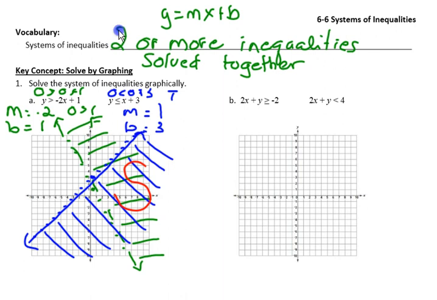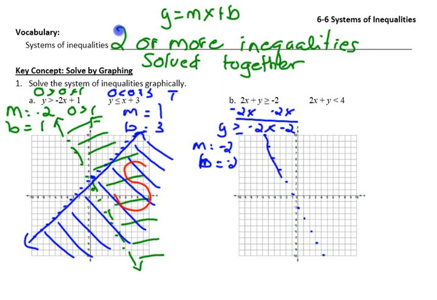So for letter B, I have to get y by itself. So we have to subtract 2x. So y is greater than or equal to negative 2x minus 2. My m is negative 2. My b is also negative 2. So I start at negative 2. I go down 2 over 1. Again, I'm going to reverse it so that I have a lot of points since I don't have a ruler with me. It's or equal to, so when I connect them, I do it with a solid line.